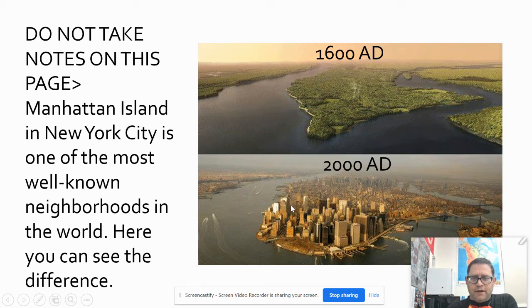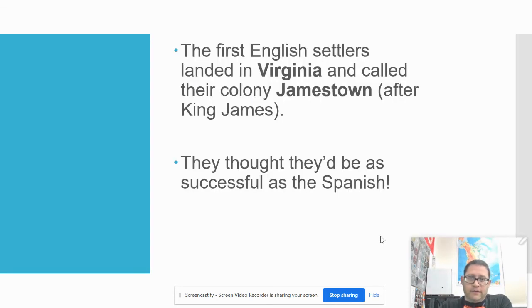But as you can see right here, this is a lot of high-rise buildings. It is one of the most densely populated places in the United States today, and Manhattan is well known all throughout the world. Everybody in the world knows what Manhattan is. It's well known. So now let's get to the English.